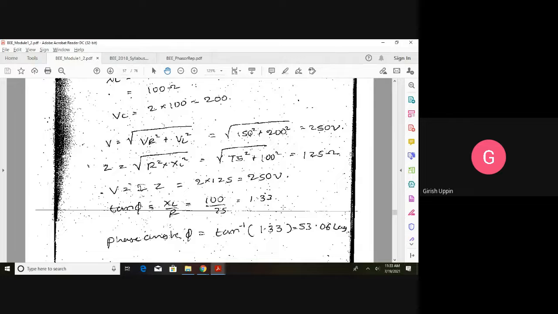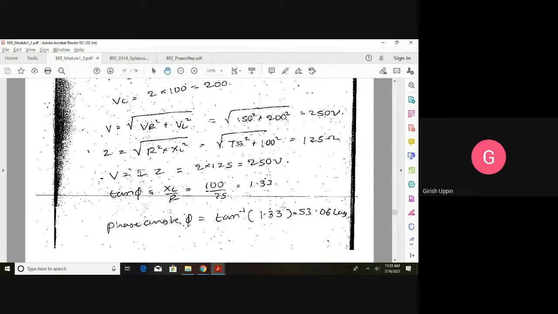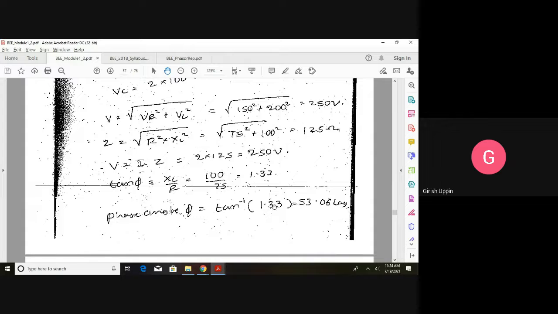Now we have to find the angle between the voltage and the current. We can use the tan phi. Tan phi is equal to either VL by VR, which is already known, or XL by R, which is also known. Both will give the same value. You get it as 1.33. Phi is equal to tan inverse of 1.33. So you have to remember, you have to use this in radian mode. We get it as 53.06 degrees, lagging.